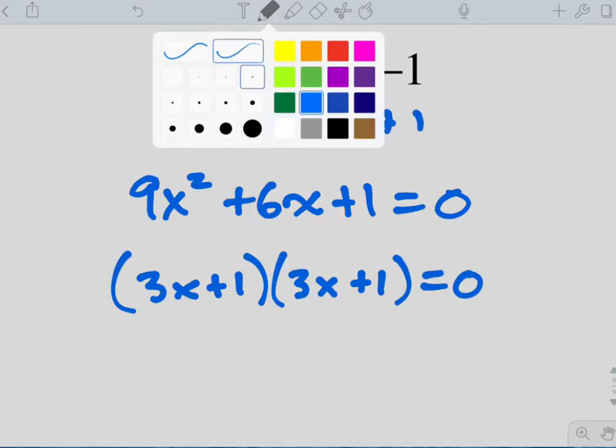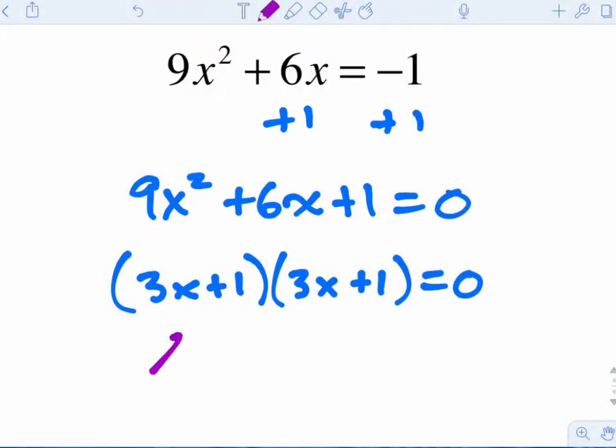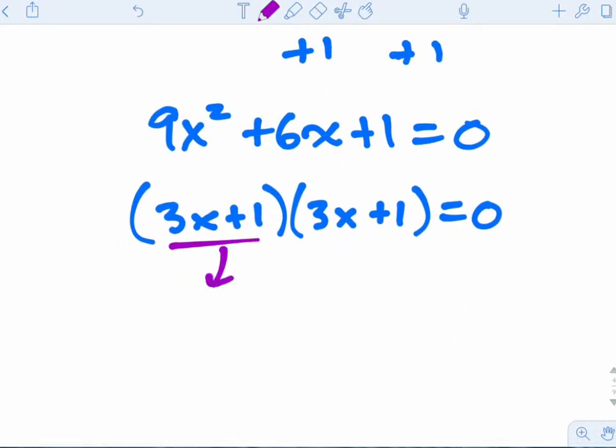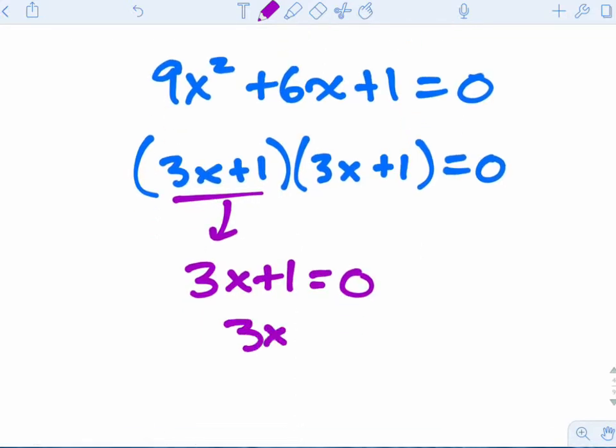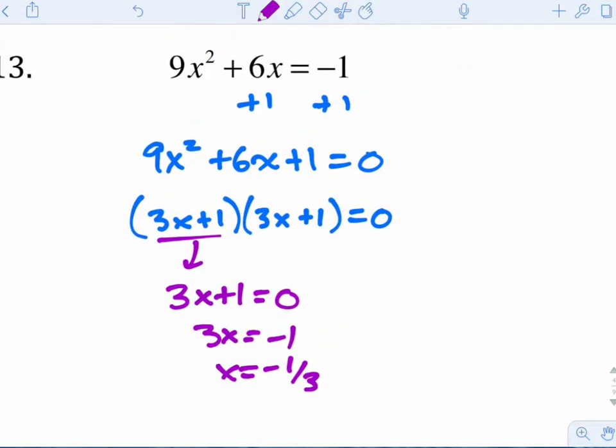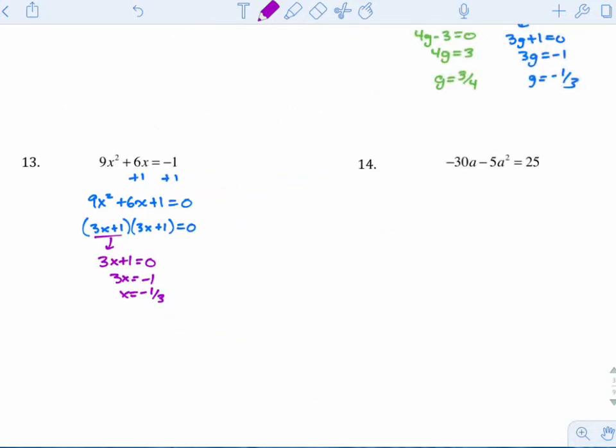And so, actually very similar to the last one, if this guy times itself is equal to 0, well, the only number that multiplies by itself to give 0 is 0. So it must be the case that 3x plus 1 is equal to 0. It must be that 3x is equal to negative 1, or that x is equal to negative 1/3. So this polynomial equation right here has only one solution, namely negative 1/3.